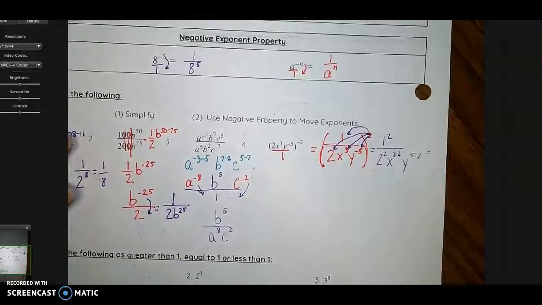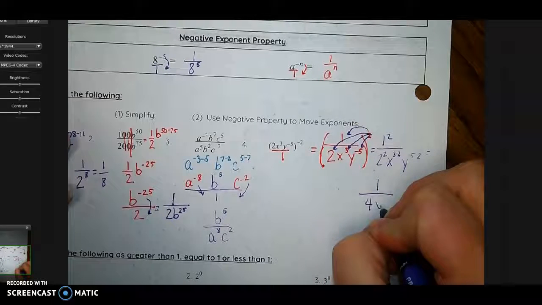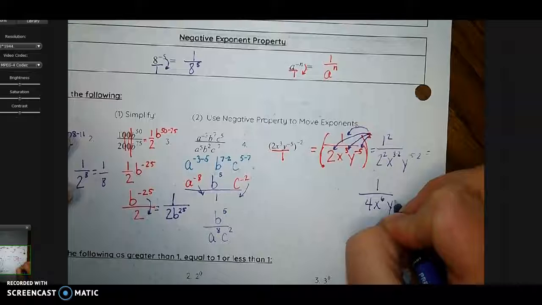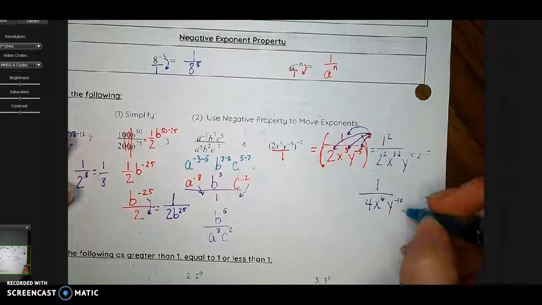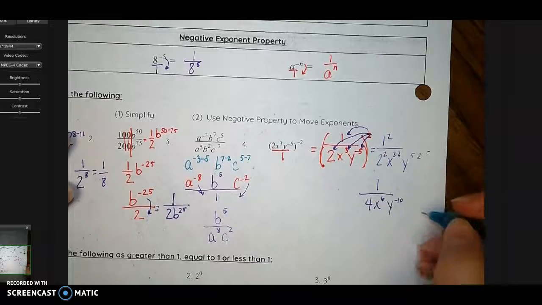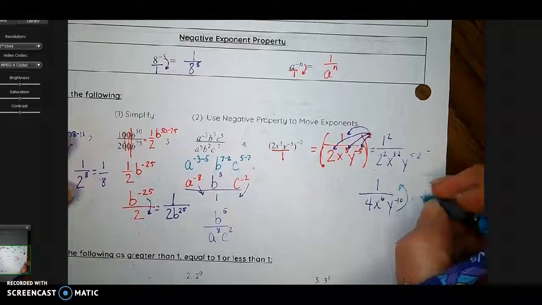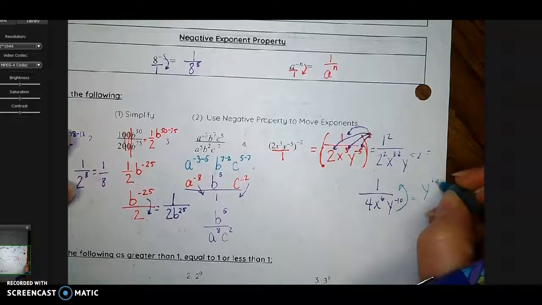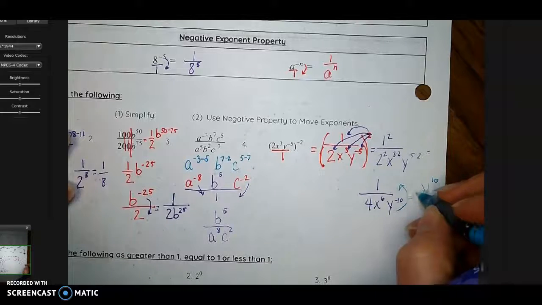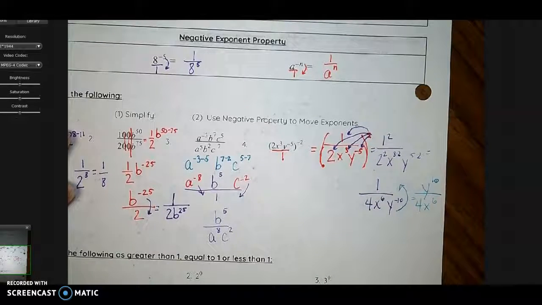What that's going to do is give me 1 over 4, x to the 6th, y to the negative 10th. Well, this is negative, and once again, I'm going to move it, only this time it's in the denominator, so I just need to move it up to the numerator. Well, there's going to be a 1 in front of it. I don't need to write that anymore because I have something else to put there. So I've got y to the 10th over 4x to the 6th.